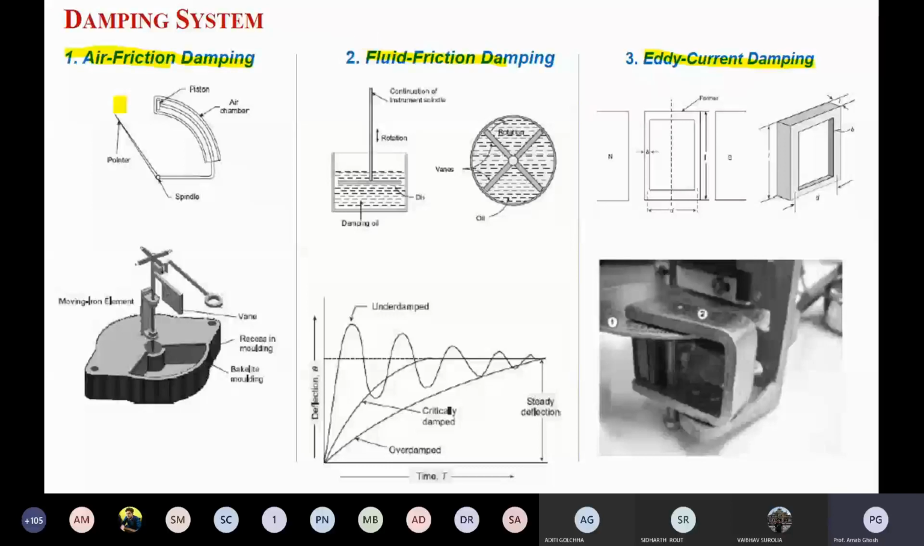In case of air friction damping, you can observe one piston. You can observe it is your pointer, and the spindle is connected over here.